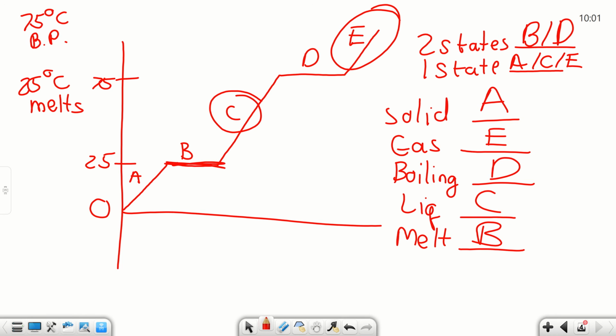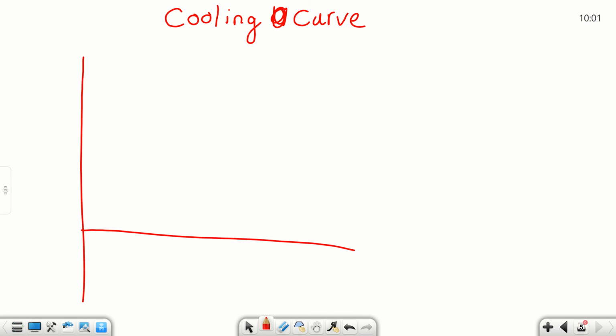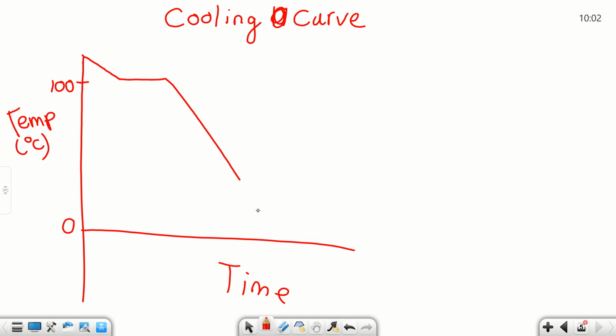Okay? The last thing I just want to quickly show you is you might see this sometimes as what we call a cooling curve. It's just the opposite of a heating curve. You start at the top. Temperature, time, degrees Celsius. You just start up high. So I'll do a cooling curve for water. It would start up there, then go flat, then go all the way down to 0, go flat, and then go below.